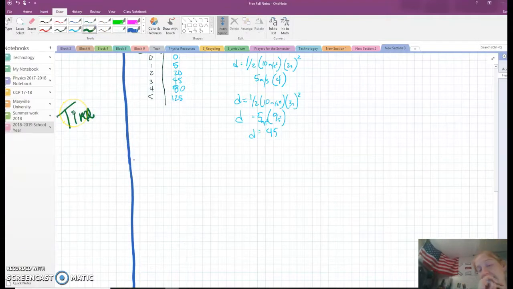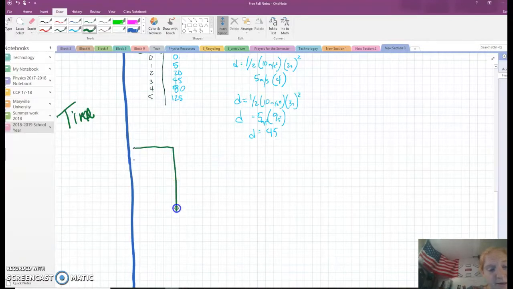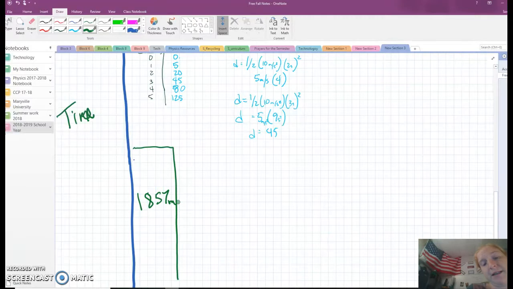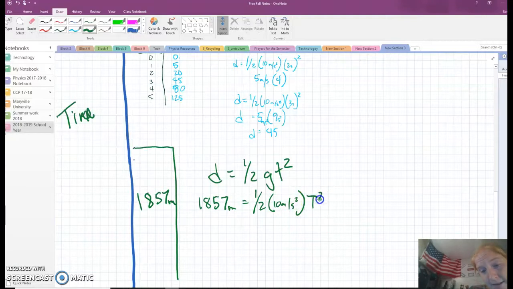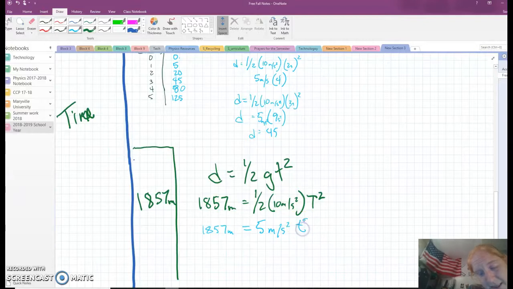You might not get an accurate sound effect off of the Grand Canyon because the Grand Canyon at the tallest spot is 1,857 meters. Okay, I can use the same distance equals 1/2 gt squared, and I can plug this number in. 1,857 meters equals 1/2 times 10 meters per second squared times t squared. Okay, the next step would be 1,857 meters equals 5 meters per second squared times t squared.